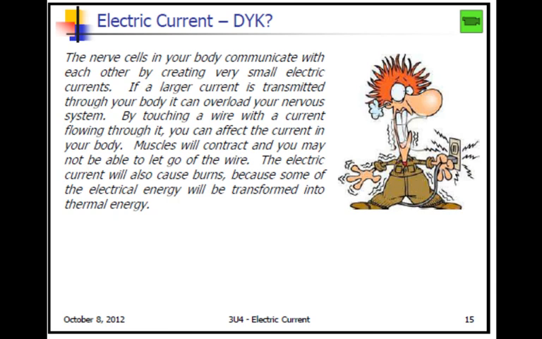Here's an interesting did you know. The nerve cells in your body communicate with each other by creating small electric currents. If a larger current is transmitted through your body, it can overload your nervous system. By touching a wire with a current flowing through it, you can affect the current in your body. Muscles contract and you may not be able to let go of the wire. The electric current will also cause burns because some of the electrical energy will be transformed into thermal energy.